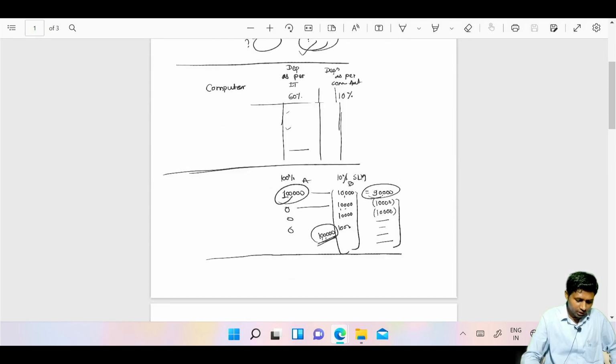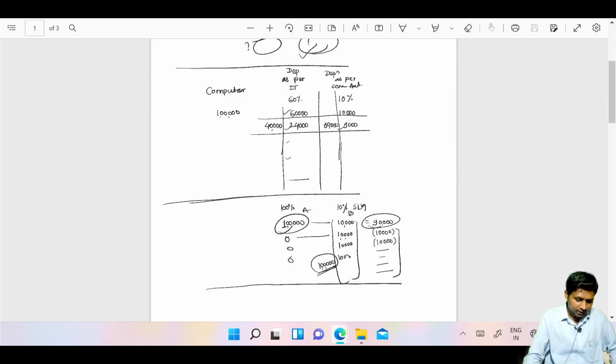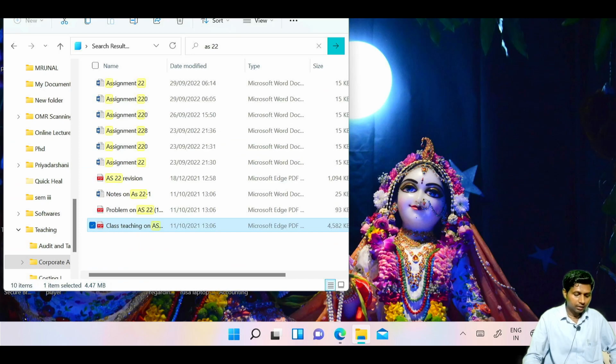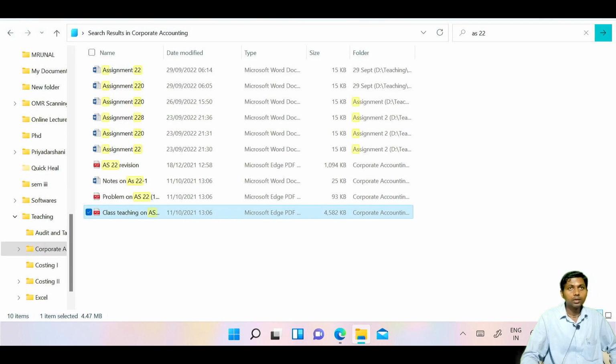ES 22 is talking about the taxes on income. Taxes on income generally you will find in the profit and loss account, profit after tax, correct na? In the accounting you will get the profit, that means you will get accounting profit, but on the accounting profit we do not pay tax, we just do the provision for tax. On what basis we pay then tax? On the basis of income as per what?